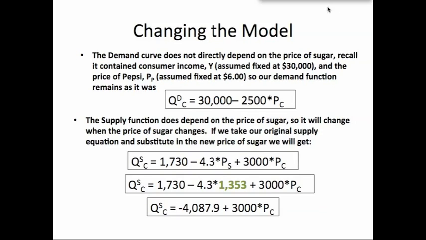If we put a price of sugar of $13.53 per ton into the supply function, we get ultimately the bottom box on the page, which shows the quantity supplied of Coca-Cola is equal to negative 4,087.9 plus 3,000 times the price of Coca-Cola. What are we going to do? We're going to set the quantity supplied of Coca-Cola equal to the quantity demanded of Coca-Cola and solve.